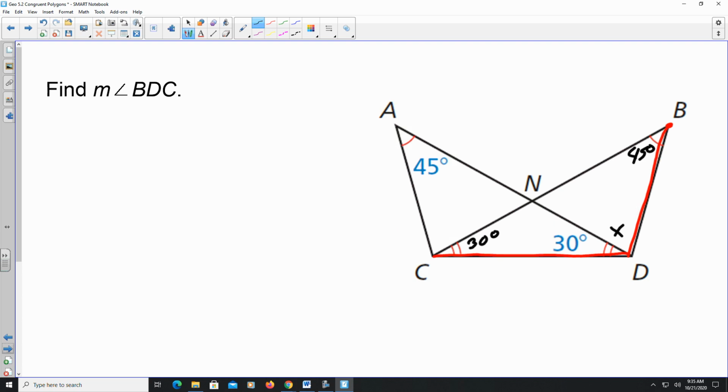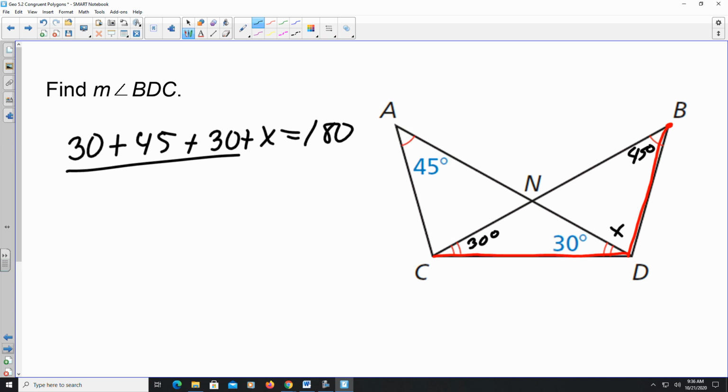If I look at triangle BCD, all the interior angles using the triangle sum theorem are going to be 180 degrees. So one angle is 30, another angle is 45, and another angle is 30 plus x. Those are going to result in a 180-degree angle because of the triangle sum theorem.